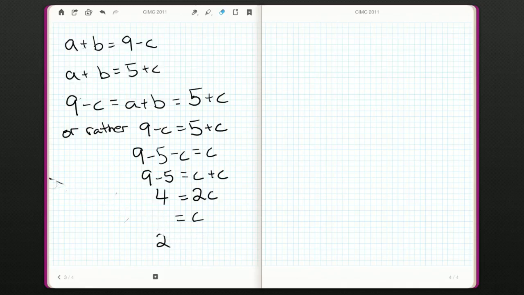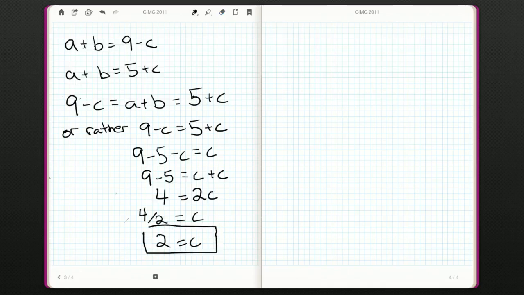Just erase that so our notes are nice and neat. So the question basically came down to recognizing that this value of a plus b is constant between the two equations, so we don't need to worry about what a is, what b is. We just needed to worry about our final answer of what c is.